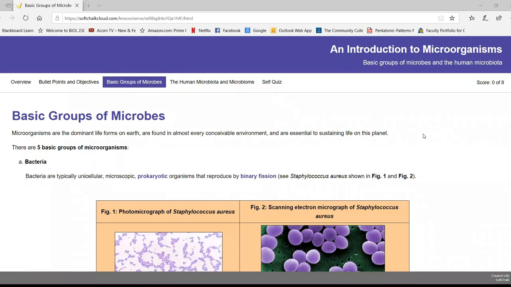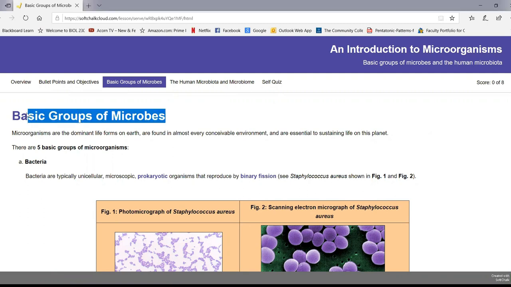Now that we've looked at the bullet points and the detailed learning objectives for our first SoftChalk lesson on the basic groups of microbes, let's get into the actual content. So our first topic in our first SoftChalk lesson of Unit 1, Lecture 1, deals with the 5 basic groups of microorganisms that we'll be talking about during our class.